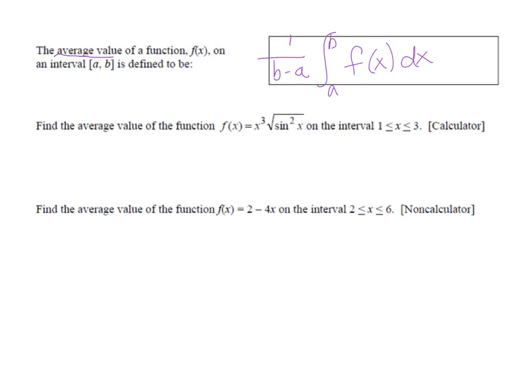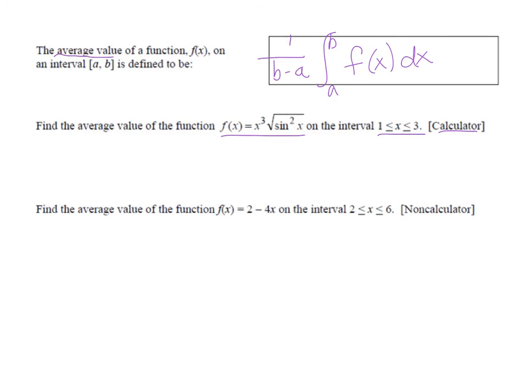Now, this is an average value. It is not an average rate of change. Average rate of change is always a derivative, always the slope of the secant line. But this is average value, so it's going to use integrals. All right, so to do a problem like this, here's my f of x, here's my interval. You would use a calculator to determine this.